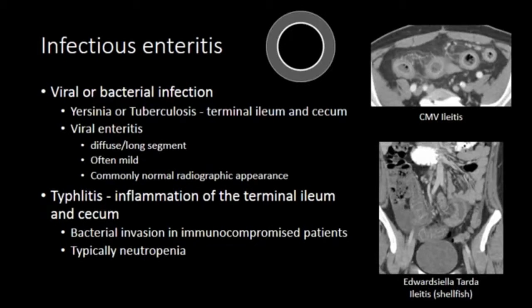Again, this is in a mural stratification pattern where we see that low attenuation submucosal edema and the inner wall mucosal hyperemia or inner wall enhancement.